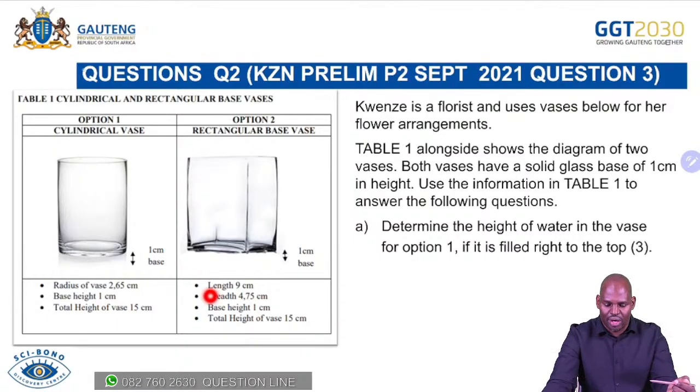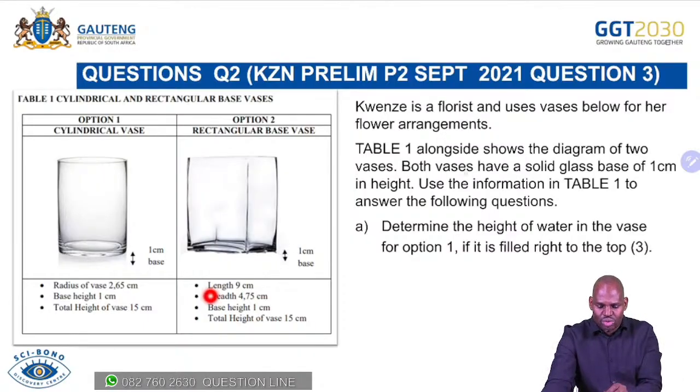Okay, the question reads thus: Kwenze is a florist and uses the vases below for her flower arrangements. Table 1 alongside shows the diagram of 2 vases. Both vases have a solid glass base of 1 centimeter in height. So right there at the bottom of each glass, it's solid, and the thickness of that solid is 1 centimeter. Then they say use the information in table 1 to answer the following questions.